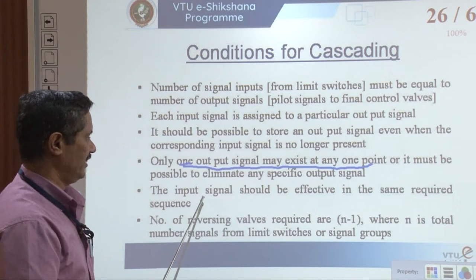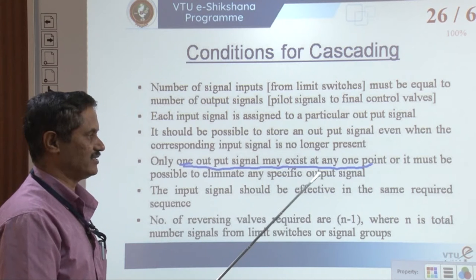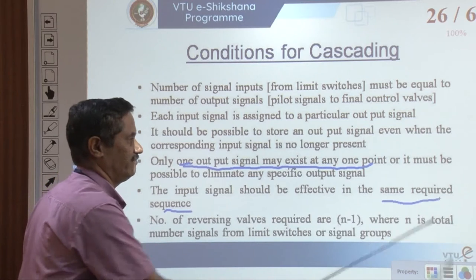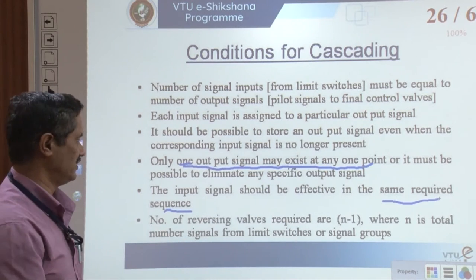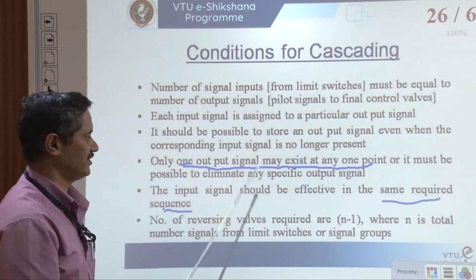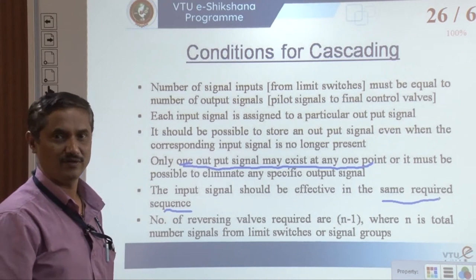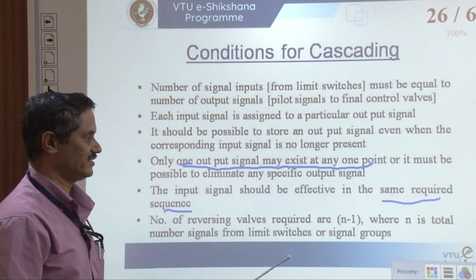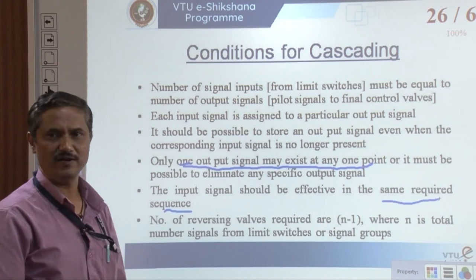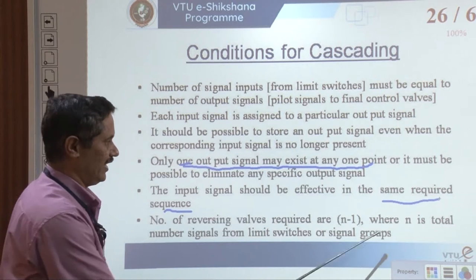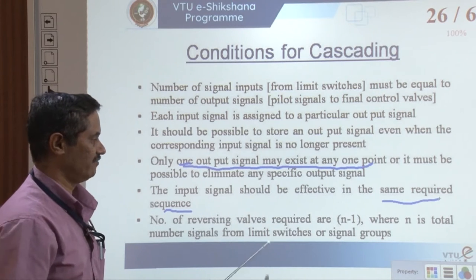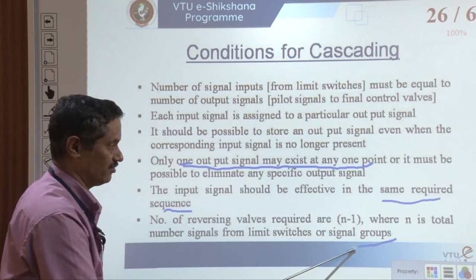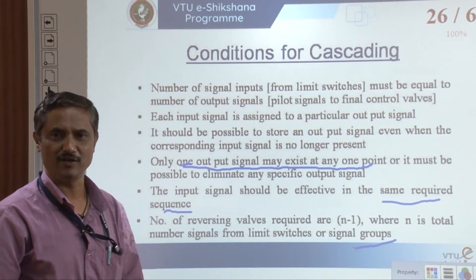Point 4 is, the input signal should be effective in the same required sequence. So the sequence in which we are planning to execute, in the same sequence, the input signal should be effective. And the number of reversing valves required is n minus 1, where n is the total number of signals from the limit switches or the signal groups. You can also take a signal group. I said how to create a signal group.